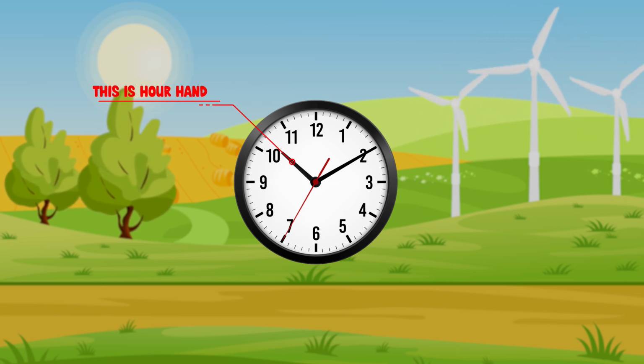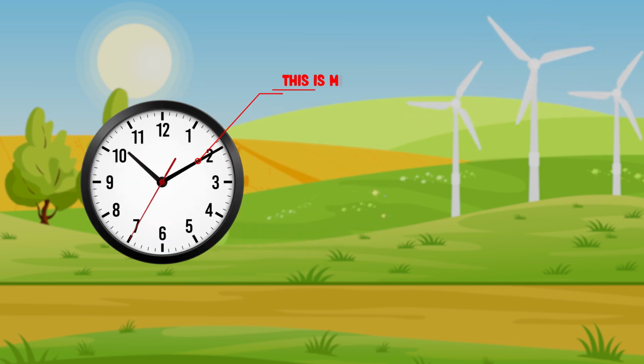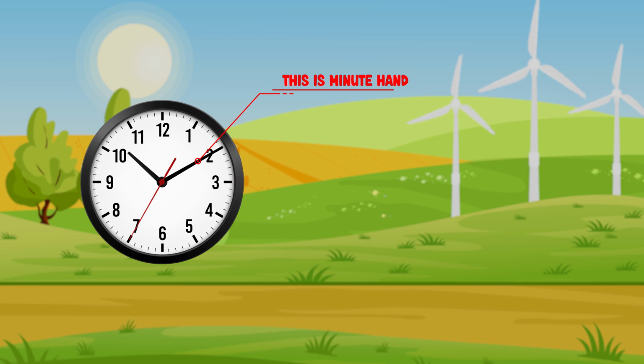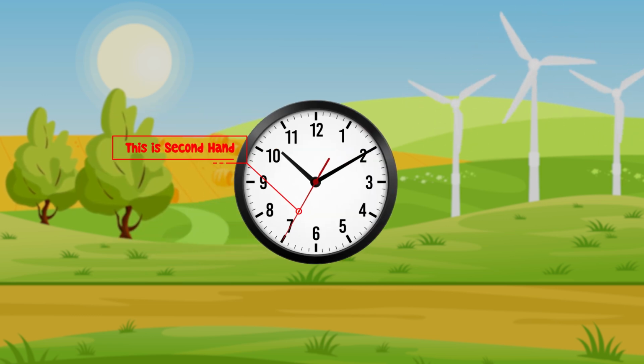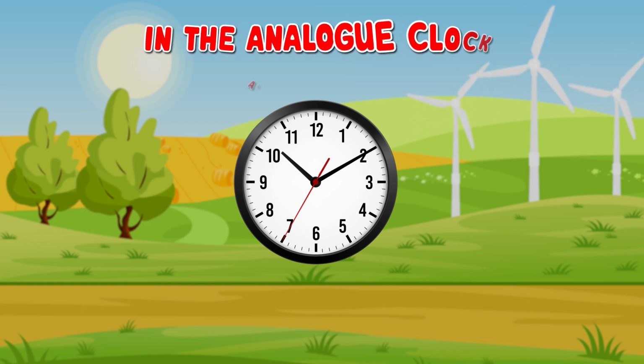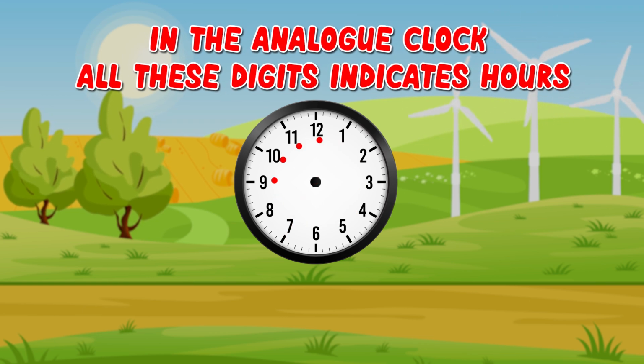This is the hour hand. This is the minute hand. This is the second hand. In the analog clock, all these digits indicate hours.